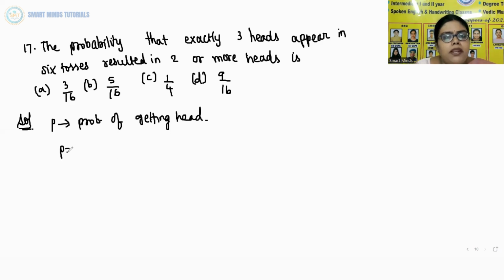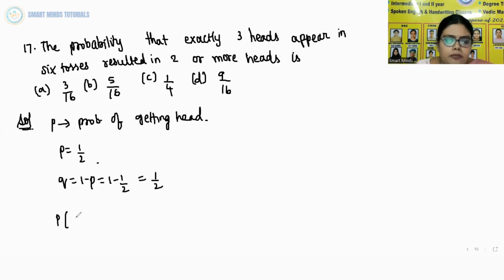So P is 1 by 2, right? When you toss a coin, you get two outcomes, one head and one tail. So favorable outcomes is 1, total number of outcomes is 2. So P is 1 by 2. Q is 1 minus P, that is 1 minus 1 by 2, that is 1 by 2. Q is also 1 by 2.